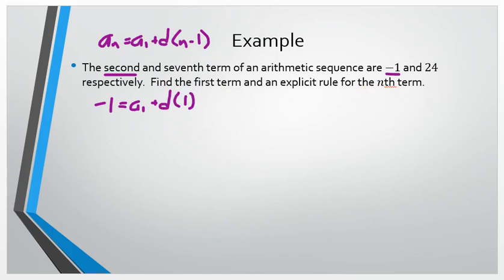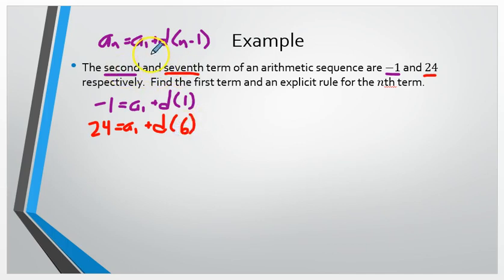For my second setup, I was given the seventh term, and that number is 24. So now a sub n is equal to 24. I still don't know the first term in the sequence. I still don't know what d is. But they said that this is the seventh term in the sequence, so that means n is 7. So now if I plug in n is 7 and subtract 1, I get 6.